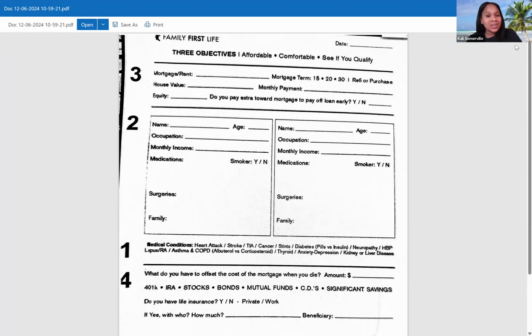You find out that they have 100K in their stocks, bonds, or mutual funds, or they have 100K just sitting in the bank. You write the amount, you finish that actual sale, and then you come back. Why are we doing that? Because you're prepping them.